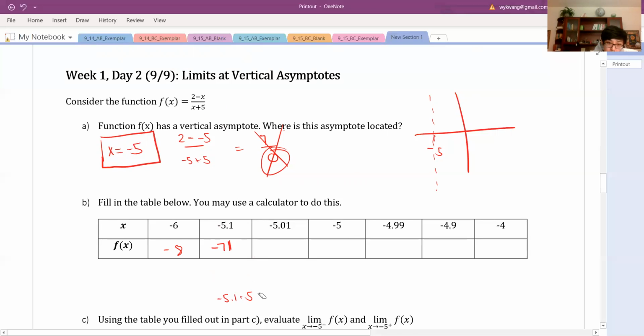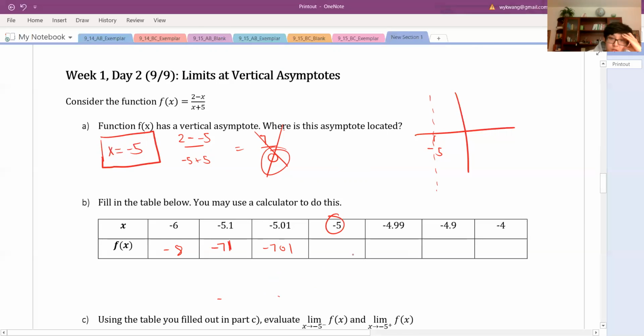Next one, 2 minus -5.01 over -5.01 plus 5 is equal to 7.01 over -0.01. So multiply this by 100, negative, so we're at -701. Well, I think that's pretty obvious. The question doesn't ask us where the limit is going to, but I think it's pretty obvious where it's going to.